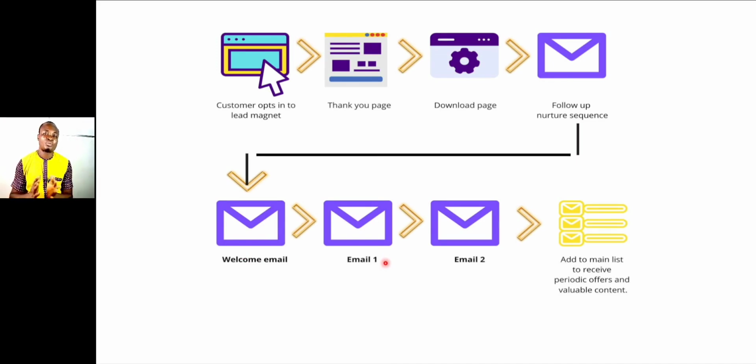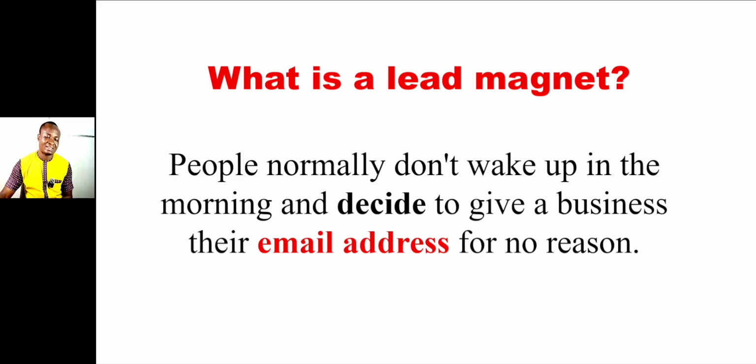So some people set up a 7-day email sequence, some 10 days, some 30 days, even some 45 days, depending on how interesting the topic is, right? So this is simply how it is. These people are added to your email list. So now let's answer this question.